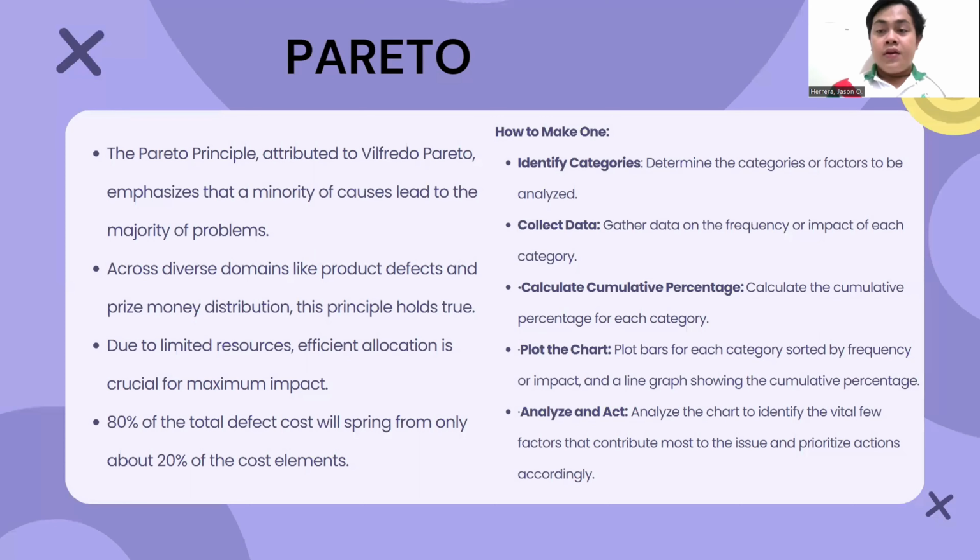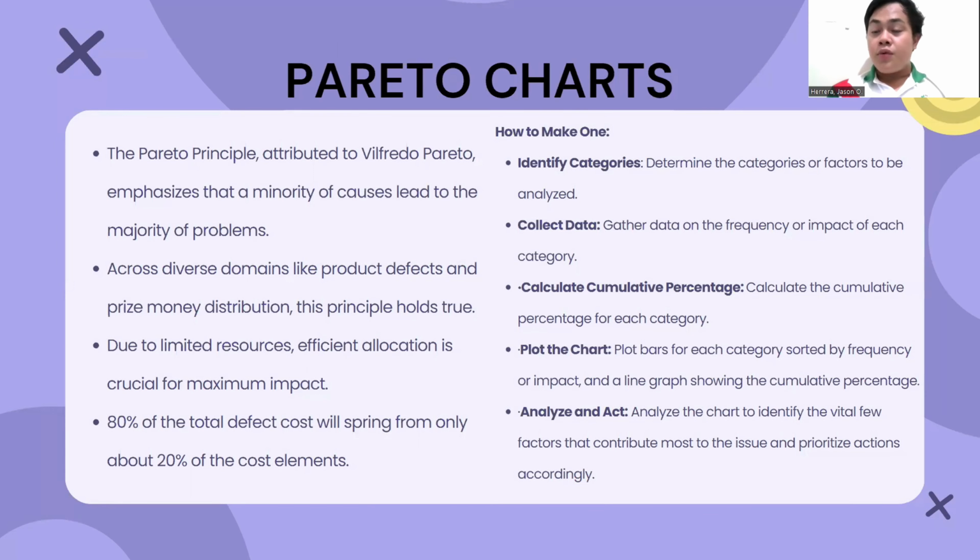Okay. First, this is the first tool that I will present to you, the Pareto chart. The Pareto principle, attributed to Wilfredo Pareto, emphasizes that a minority of causes lead to a majority of problems. According to the Pareto principle, it has a rule, the 80 and 20%, which is 80% of the total effect will spring from only about 20% of the cost elements. Across diverse domains like product defects, price, and money distribution, this principle holds true. Due to limited resources, efficient allocation is crucial for maximum impact.